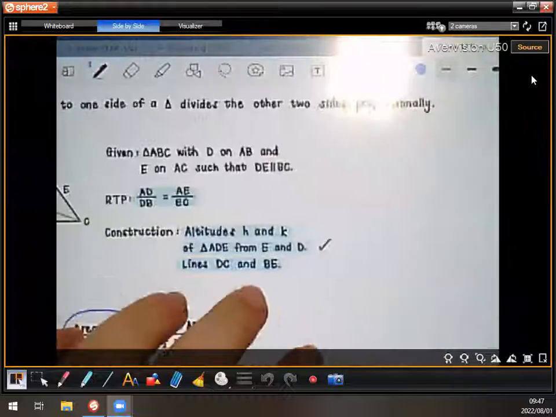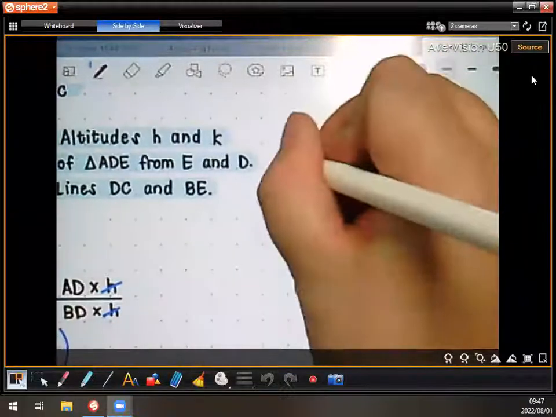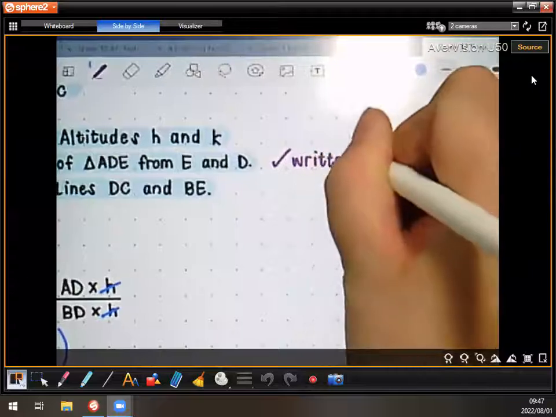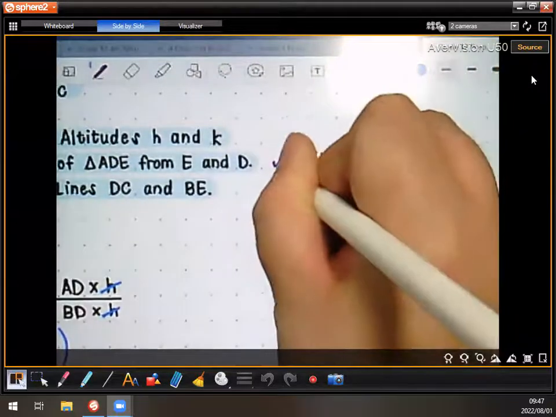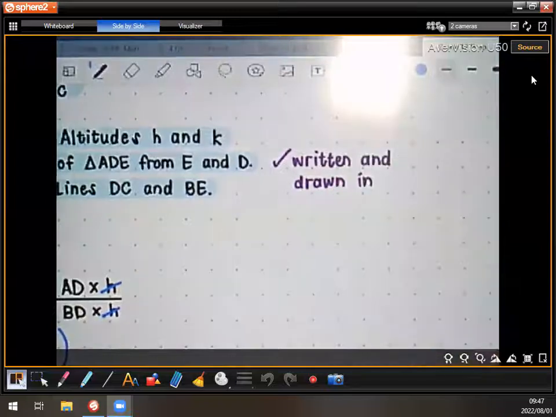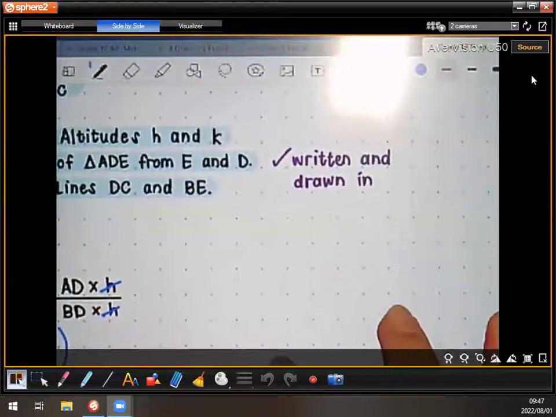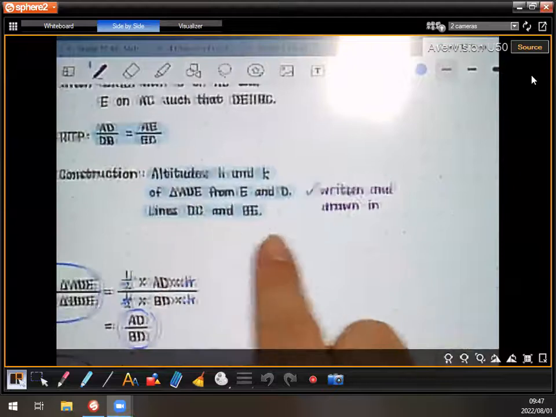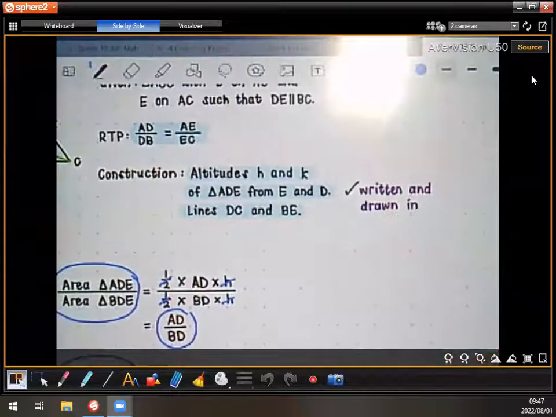Okay, so let me just add here to this tick: construction written and drawn in. So that's quite a lot of writing, guys. So that plus drawing it in is supposed to take you 1 minute, which it probably will take you a bit more just because it's so much. But obviously, it's good if you remember these quickly, right? If you have them in mind.